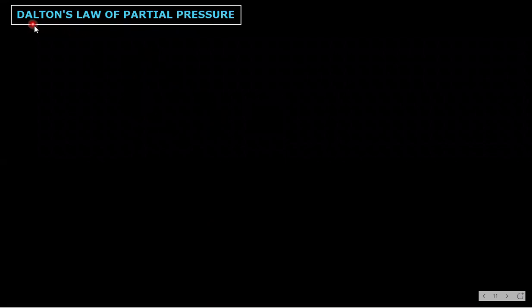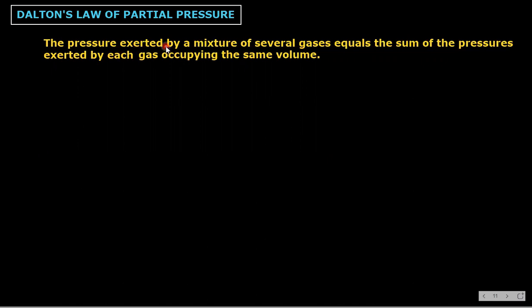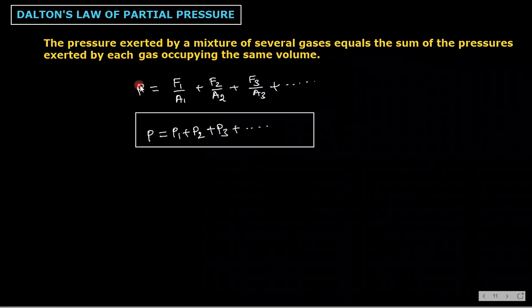So let's move ahead. This is the next topic, Dalton's law of partial pressure. What is Dalton's law of partial pressure? The pressure exerted by a mixture of several gases equals the sum of the pressures exerted by each gas occupying the same volume. Means what? See here, this pressure P is equal to F1 by A1 plus F2 by A2 plus F3 by A3 and so on. All the pressures, and that's why the net pressure is equal to the sum of all pressures exerted by each gas. That is, P is equal to P1 plus P2 plus P3 and so on.